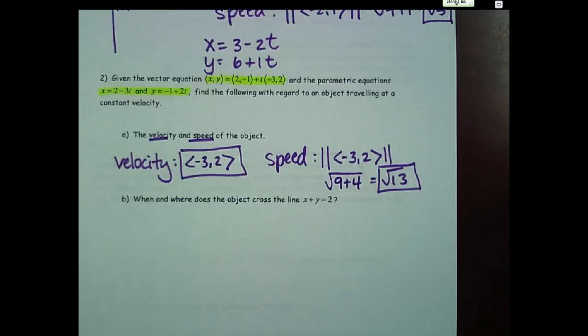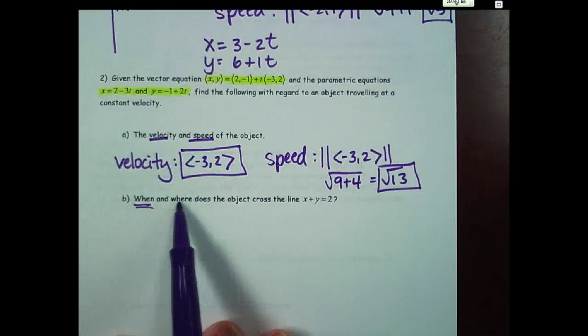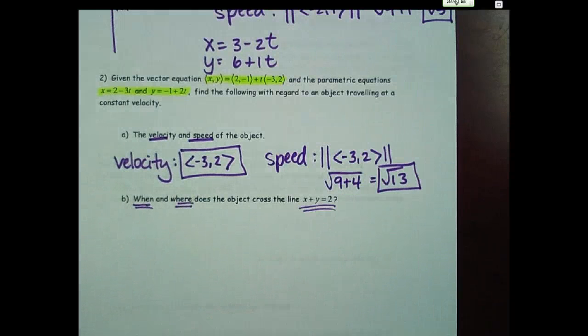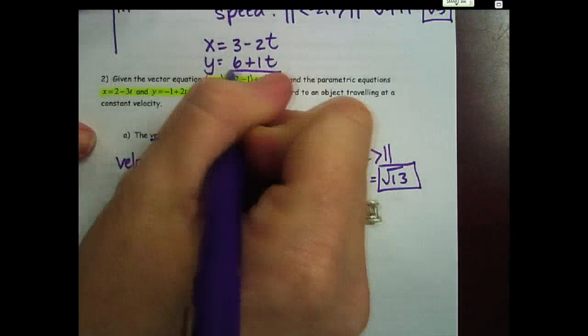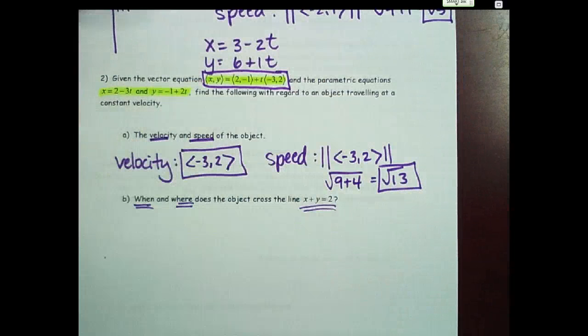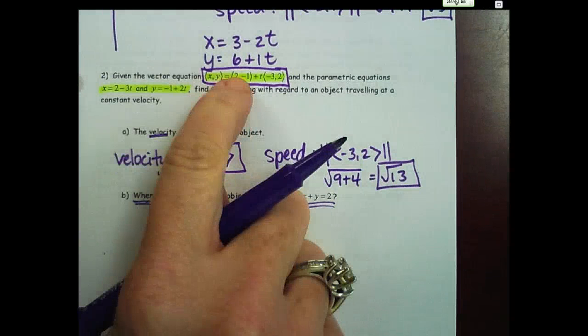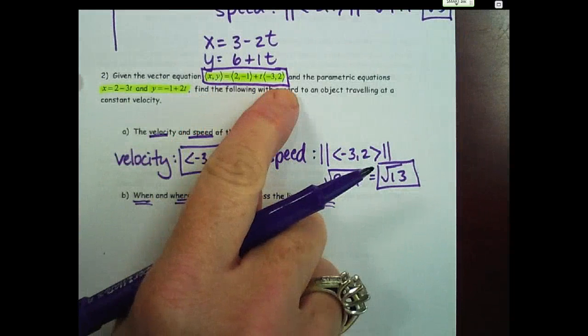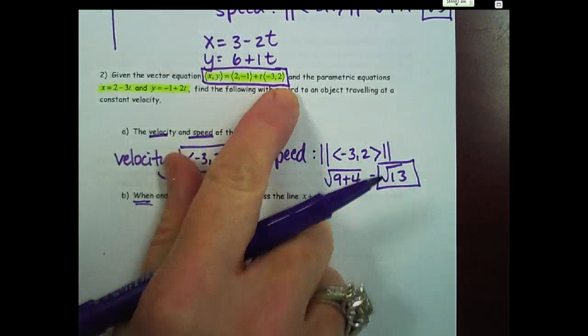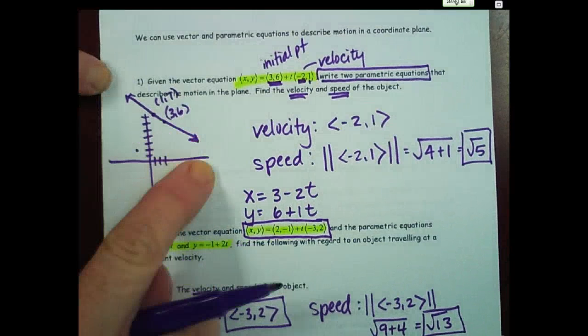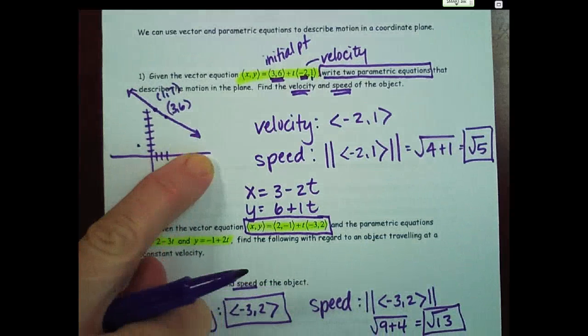Okay, part B is the only thing new. This is it today. B is the last new thing you're going to learn. Now, when and where does the object cross a line? When and where? So you have this line that's going at this highlighted rate right here. We've got a line that's starting at 2, negative 1, and it's moving left 3 up 2, left 3 up 2. And I want to know when this line is going to hit another line.